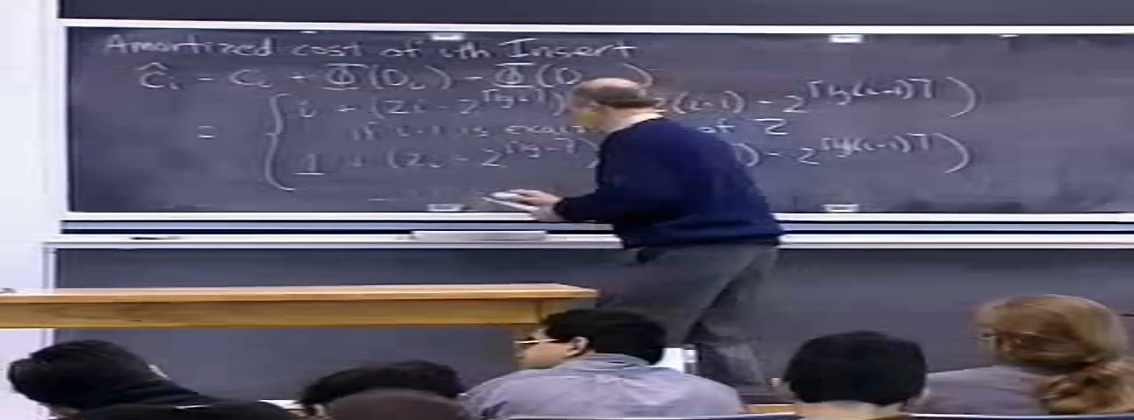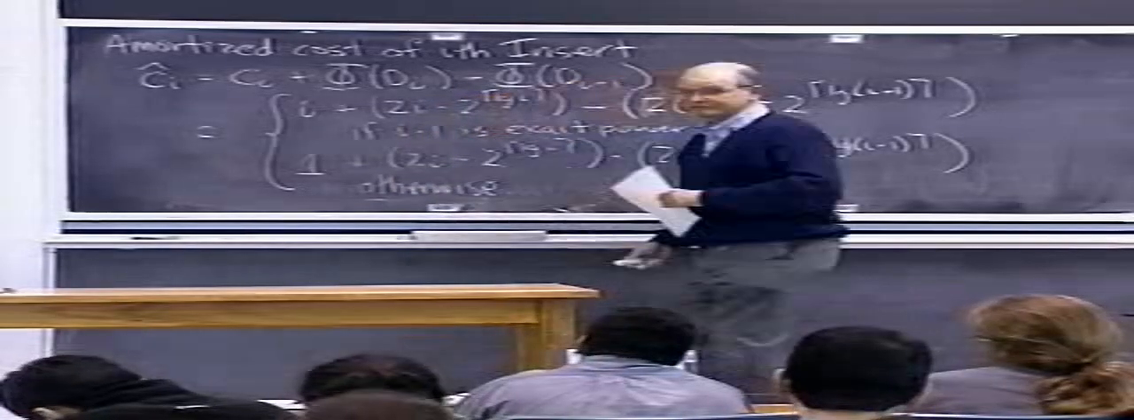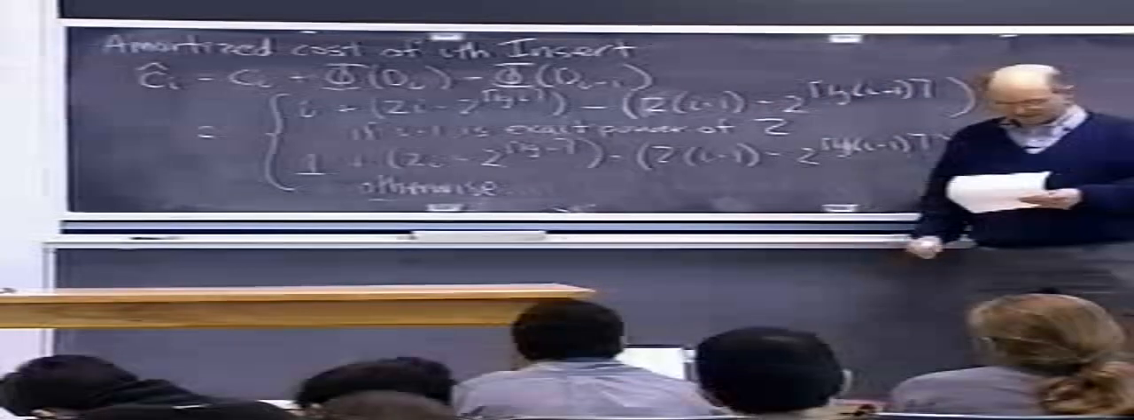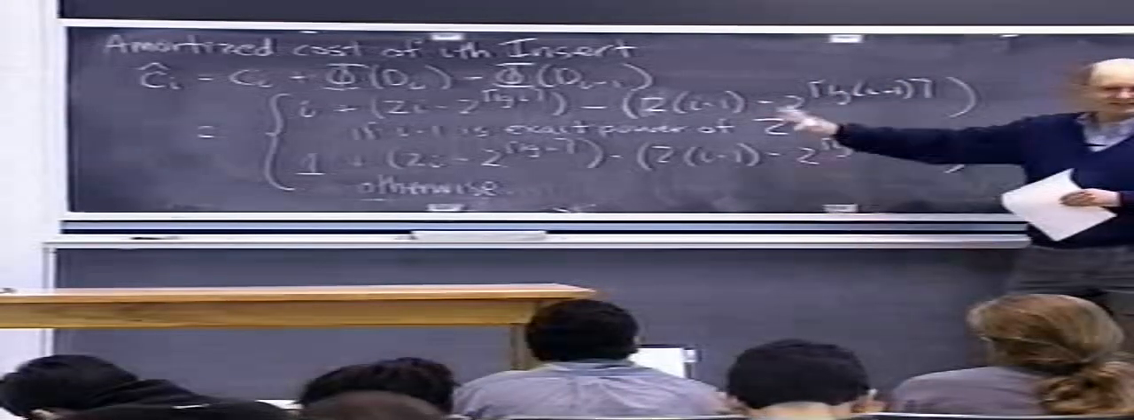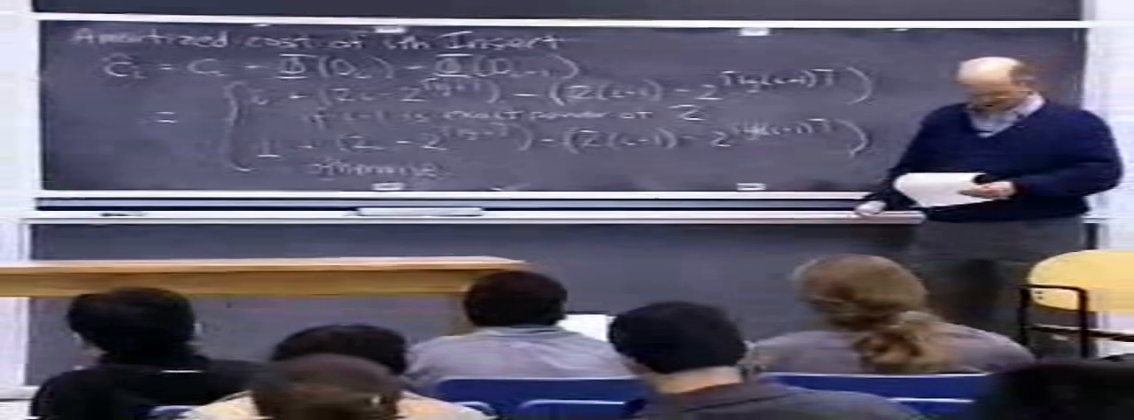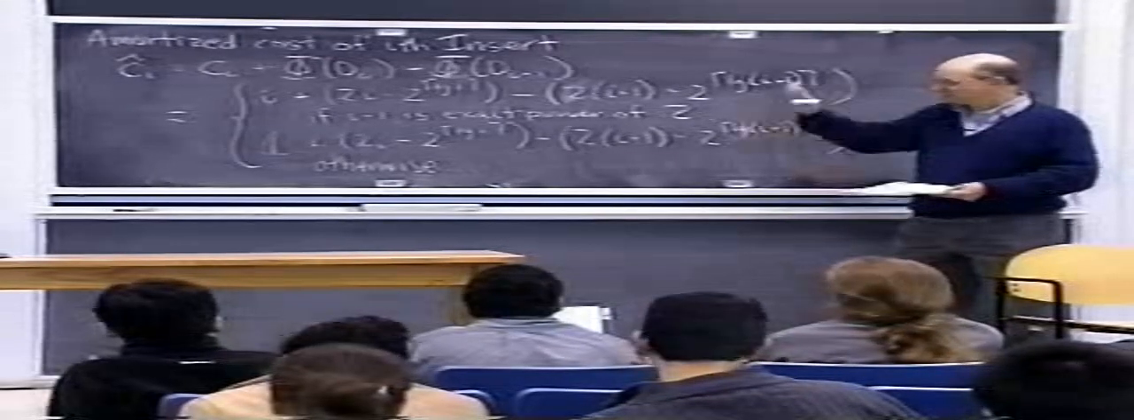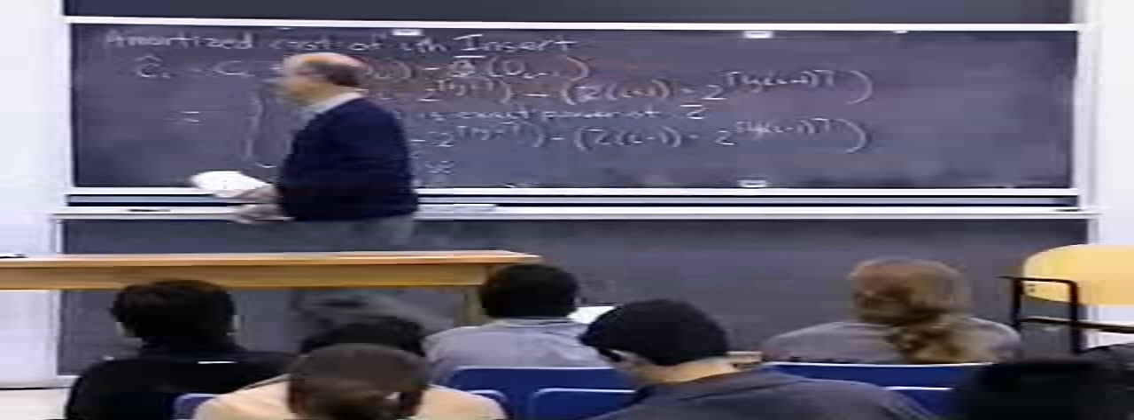Okay, otherwise. Okay? You can see how much simpler this is than the aggregate method. Okay, so now let's calculate the amortized costs for the particular values. Let's evaluate this hairy thing. We'll do it as 2 cases, which makes sense because we have 2 cases.